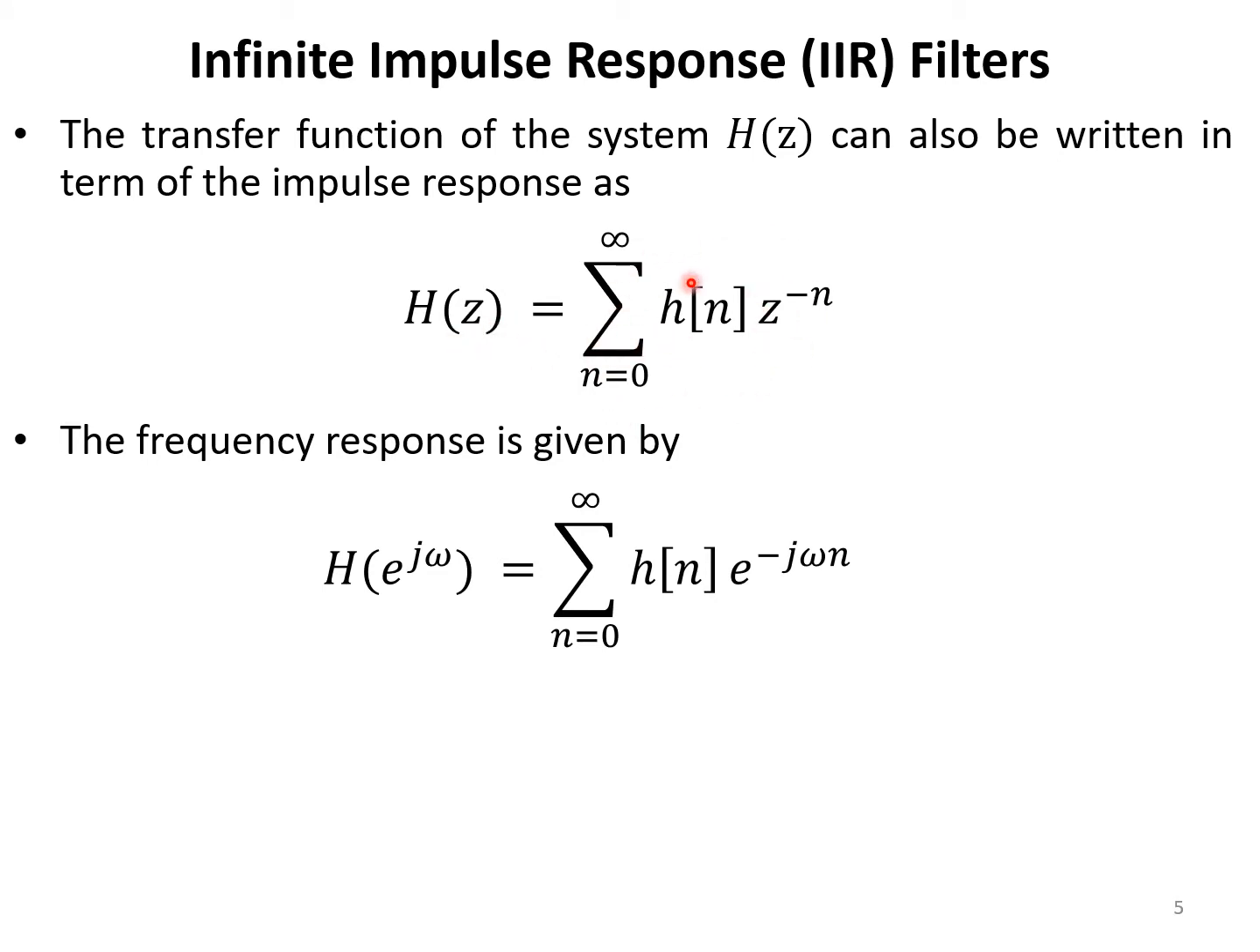H of z is the z transform of the impulse response of the system, and the frequency response can be represented by the Fourier transform summation: H of e power j omega equals the sum from n equal to 0 to infinity of h of n times e power minus j omega n. Here in all these summations we are using n equal to 0 to infinity, not minus infinity to infinity, because we are dealing with causal systems. When we talk about filters, we talk about causal systems.